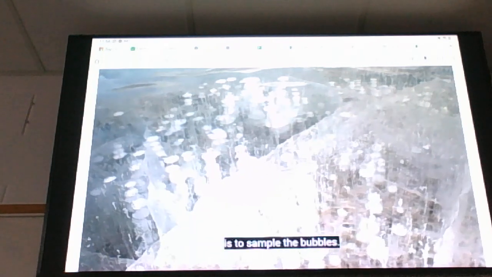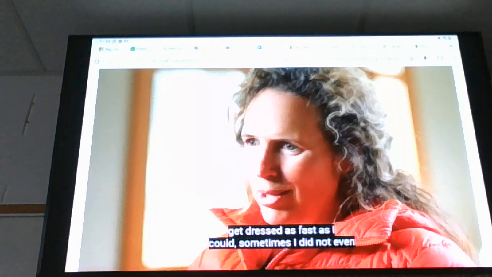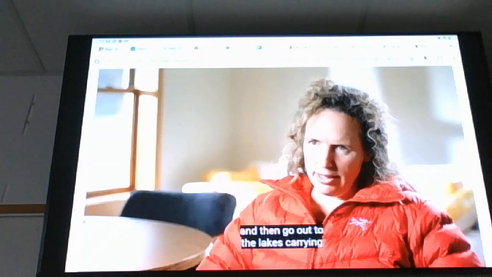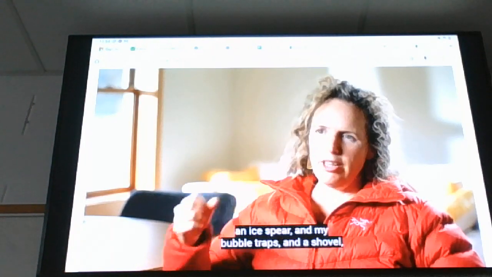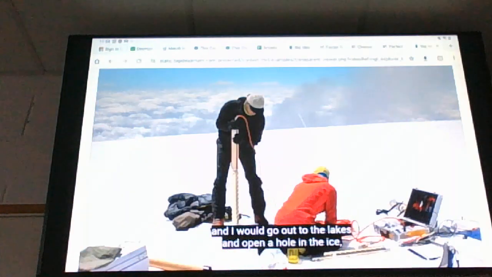And then in all that cold, my job is to sample the bubbles. I would get up out of my sleeping bag and get dressed as fast as I could. Sometimes I did not even change my clothes, I just took layers on and off. Then I would go out to the lakes carrying an ice spear, my bubble traps, and a shovel, and open a hole in the ice.